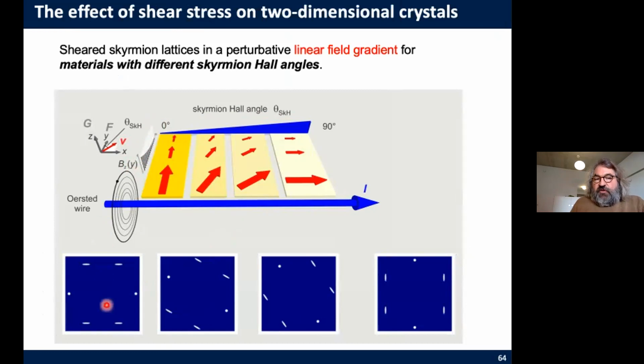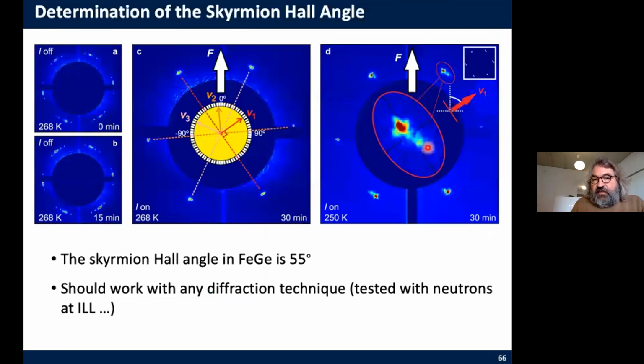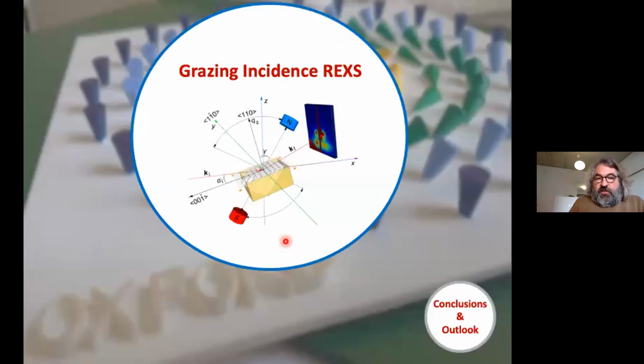And what you get is a shearing of the lattice. So we introduce defects and your diffraction spots elongate, and the whole lattice rotates. So you get a rotation and an elongation. Out of that, you can determine uniquely the skyrmion Hall angle. First of all, if we switch on the Ørsted field, the whole system goes from a multi-domain state into a single domain state. And if you then analyze the peaks and look in which direction they deform, so where the strain builds up, you can conclude the skyrmion Hall angle for iron germanium, for instance, to be 55 degrees.